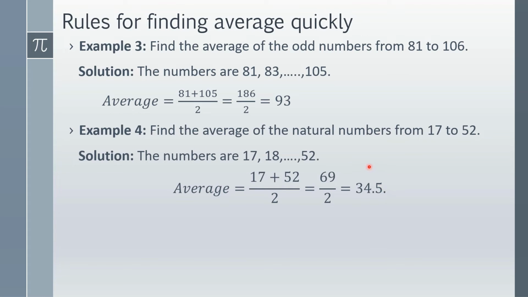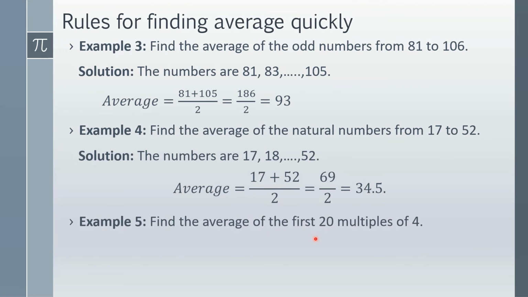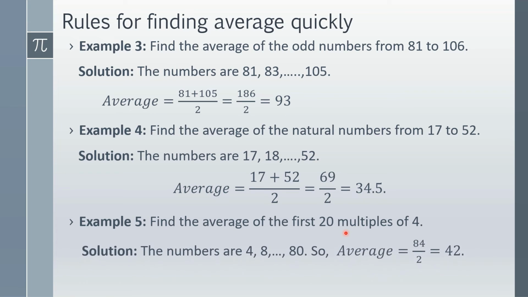If you're asked to find the average of natural numbers from a certain number to a certain other number, the average is going to be the first number plus the last number divided by 2. Next is to find the average of the first 20 multiples of 4. I had mentioned earlier that multiples of any number are in arithmetic progression, therefore we can use this method. So the first multiple is 4, the second multiple is 8, the 20th multiple is 80. So the average is going to be the first number plus the last number divided by 2. 4 plus 80, that is 84, divided by 2, that is 42.